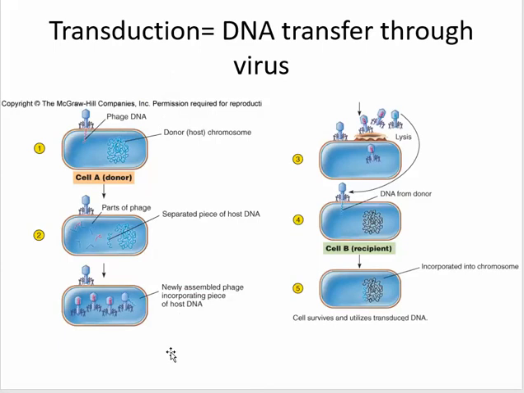And the final way is transduction. So conjugation is sex through the pilus. Transformation is picking up free DNA from the environment, and transduction is DNA being moved from one cell to another through viruses.